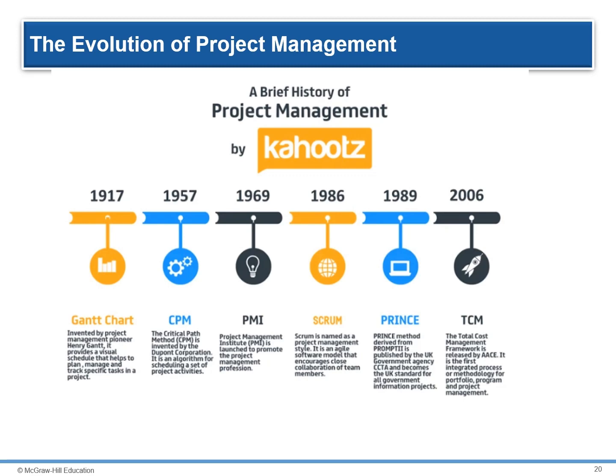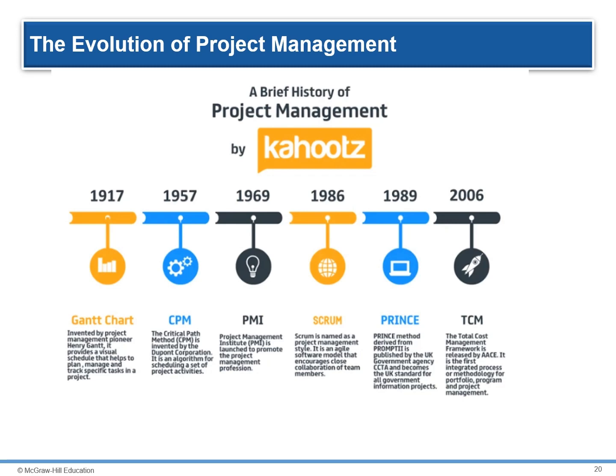The evolution of project management is illustrated here as well. As projects grow exponentially in the modern world, as companies get bigger and more complex, project management is evolving rapidly. In 1917, the Gantt chart, which is widely used in project management, was invented by project management pioneer Henry Gantt. It provides a visual schedule that helps to plan, manage, and track specific tasks in a project. We will study how to use this tool in our future lessons.